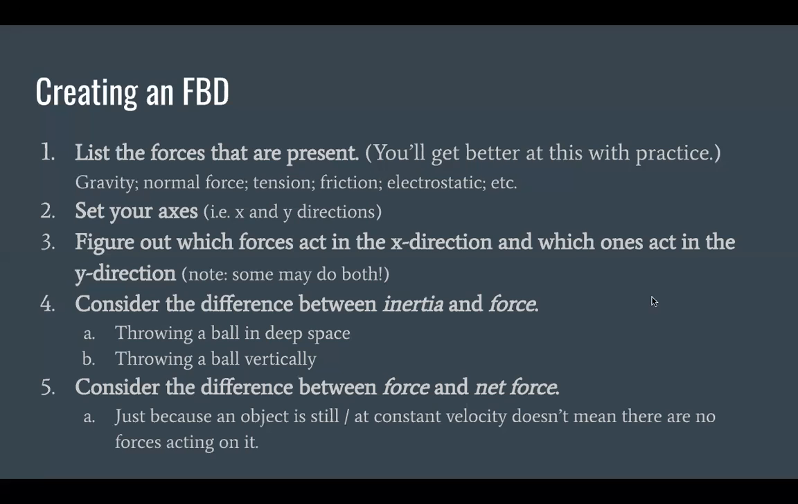Two things to consider is the difference between inertia and force. So if you throw a ball in deep space and it flies away with a constant velocity, its free body diagram would have no forces on it. Even though it's still moving away, it's doing so at a constant velocity, and there's no actual forces, even though it still has momentum. If you're throwing a ball vertically, if we forget about drag for a second, once you throw the ball and it leaves your hand, the only force acting on it is gravity. There's no force propelling it upward. That's merely its momentum or its inertia.